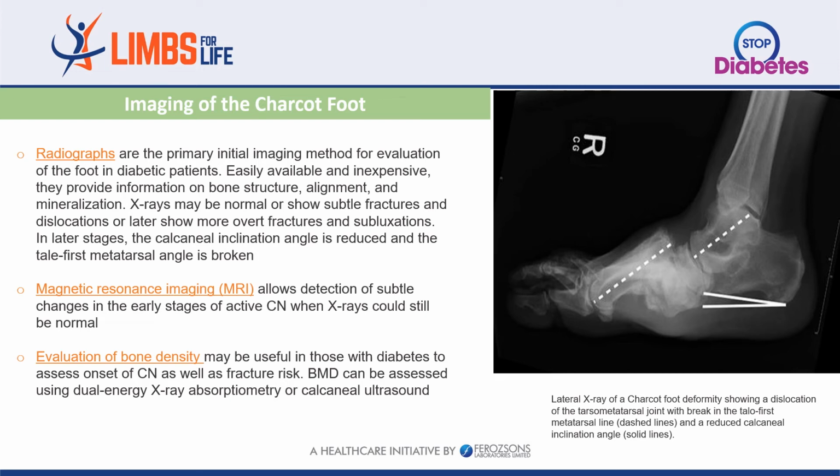And the second investigation, as you know, is MRI. It also allows the detection of subtle changes in the early stages of active CN, when X-ray could still be normal. And then bone mineral density may be useful in the patient with diabetes to assess the onset of Charcot neuropathy as well as fracture risk. Bone mineral density can also be assessed using dual energy X-ray absorptiometry and calcaneal ultrasound.